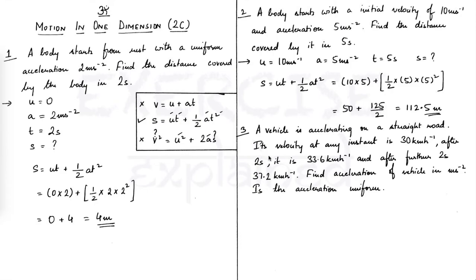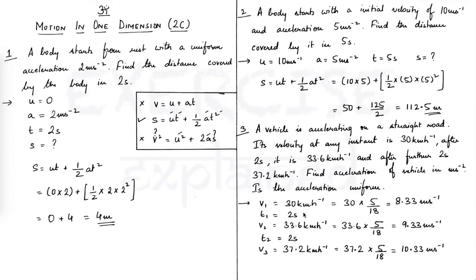After 2 seconds, it is 33.6 kilometers per hour, and after a further 2 seconds, it is 37.2 kilometers per hour. Find the acceleration of the vehicle in meter per second square. And the question has asked, is the acceleration uniform? So what I do is I convert all the three values to meter per second.